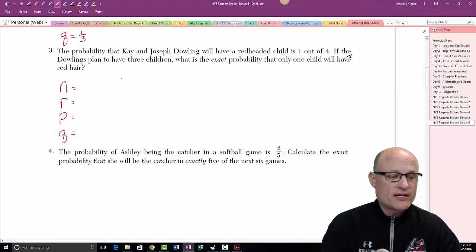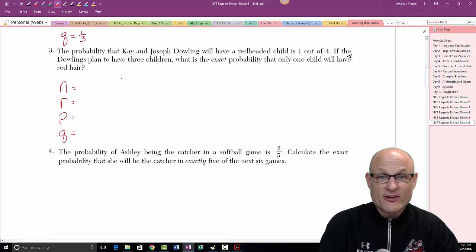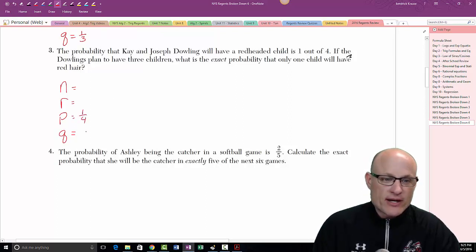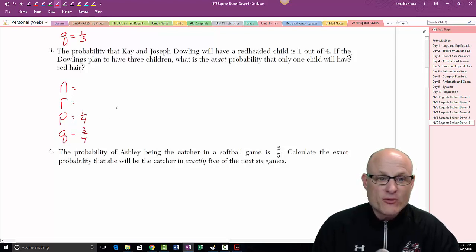There are a few tricky ones. I'll tell you what, if you're skipping ahead, the hardest one on this one is number 5 under the 4-point section. So that's the most difficult one. Make sure you do that one. All right, so this one's a little tricky because they're not spelling it out exactly. It says the probability that Kay and Joseph Dowling will have a redheaded child is 1/4. So the probability of having a redhead is 1/4. Therefore, the probability of not having a redhead is 3/4.